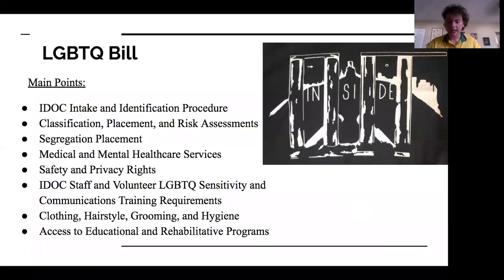Clothing, hairstyle, grooming, and hygiene refers to providing information on the types of resources and items that should be available to LGBTQ incarcerated people and how they have the right to dress and groom in a way that makes them feel comfortable. And finally, access to educational and rehabilitative programs refers to making sure that LGBTQ people are not denied the right to further their education based on their orientation.